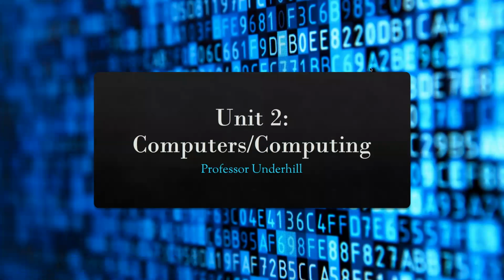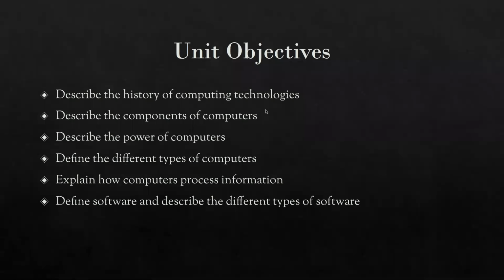All right, so now we're going to talk about Unit 2, computers and computing. So the objectives of this unit are to be able to describe a history of computing technologies, talk about the components that go inside of computers, describe the power of computers, be able to define the different types of computers that exist, explain how computers process information, and then define software and the different types of software.